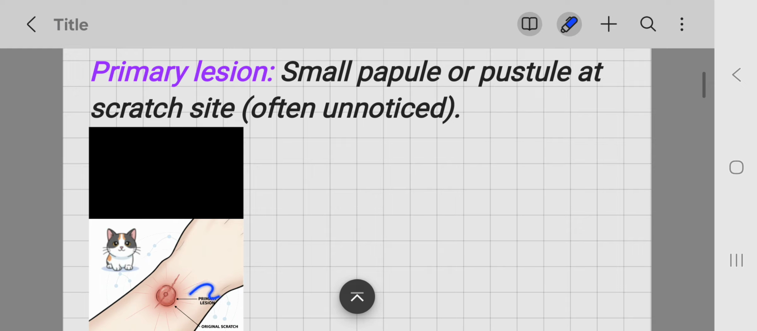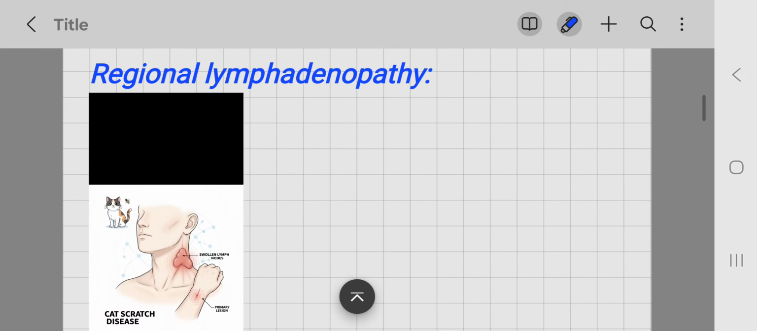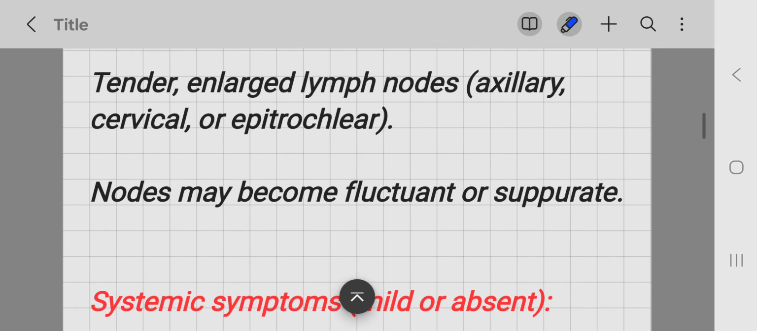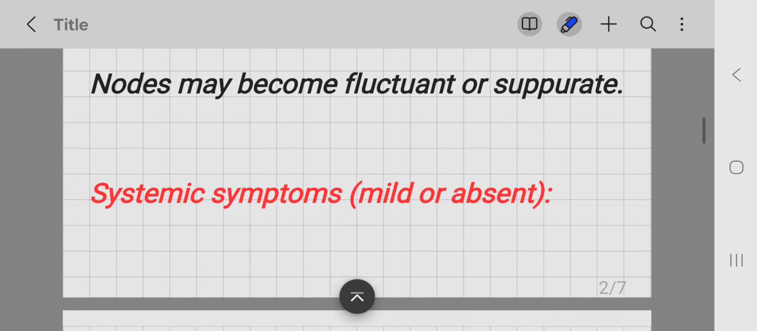Primary lesion: here you can see a primary lesion. It is a small pustule at the scratch site. So primary lesion is a small papule or pustule at the scratch site. While there is regional lymphadenopathy, it depends on which region is involved. For example, if the upper limb is involved, then it is axillary. If it is on the face, then it is cervical. And if it is on the limb, it can be epitrochlear. It depends on the site.